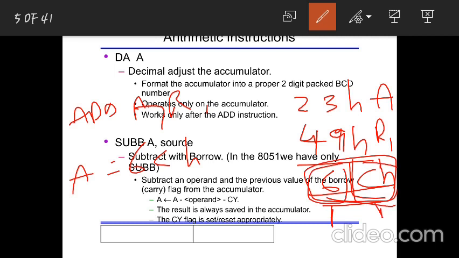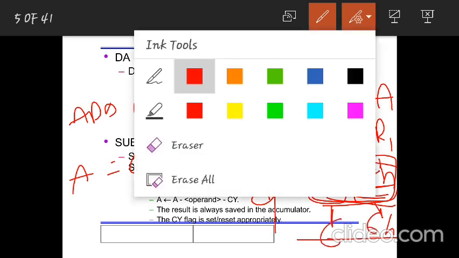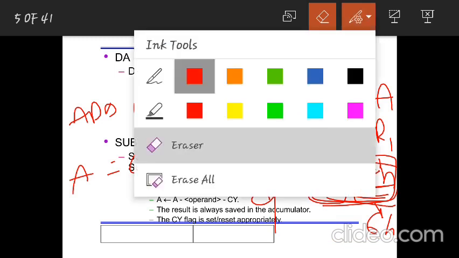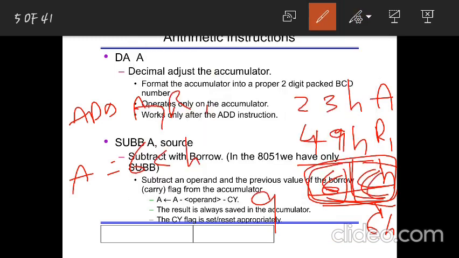If any one nibble is greater than 9, you should add 6 to it. Here C is greater than 9, so you should add 6 to it, and the other nibble 6 is less than 9, so there is no need of adding 6 there. But if the hexa number is greater than 9, then you should always add 6 to that.